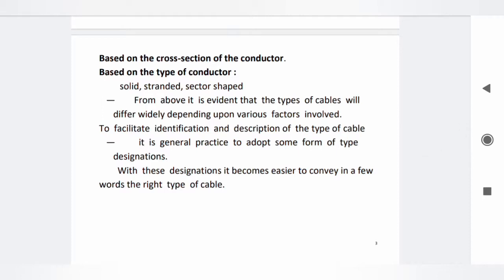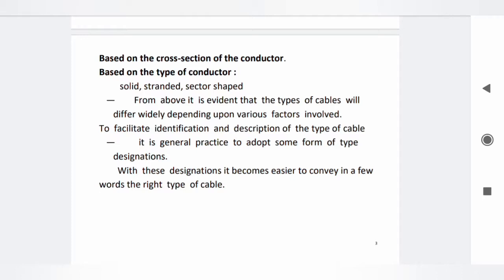Then based on the cross section of the conductor, this cross section can be solid, so it can be a single conductor, single copper or single aluminum conductor. Then it can be stranded, so there are several small cross section conductors which are stranded together to form a big conductor. And it can also be sector shaped. Sector shaped is half a round on one side and like a triangle on the other side, so that 2 or 3 can be put together to form a round, and this is called sector shaped.